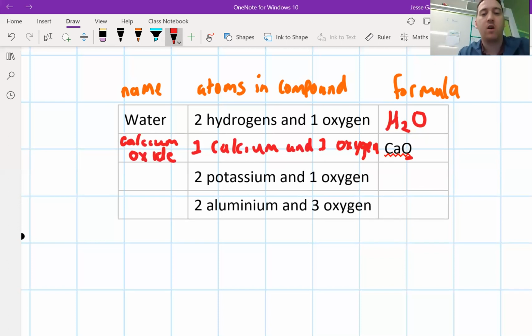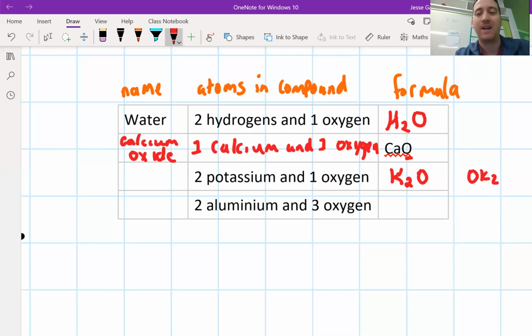Next one, we have the number of atoms in the compound, and we have to write the formula and the name. I'm going to do the formulas first. So potassium and oxygen. We've got 2 potassium. K is potassium, and it's going to be K2 because there's 2 of them, K2O. Now, what if you did this, OK2? Is that okay as well? Is that correct as well?